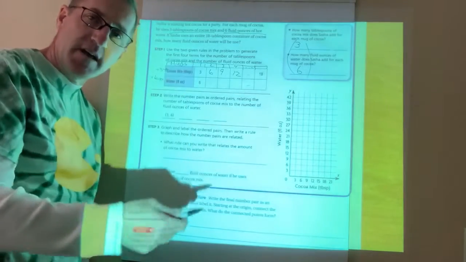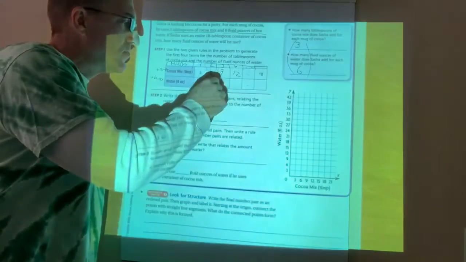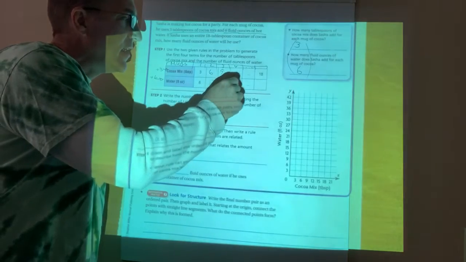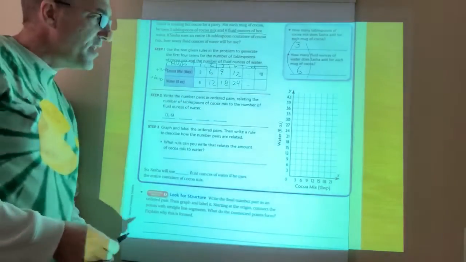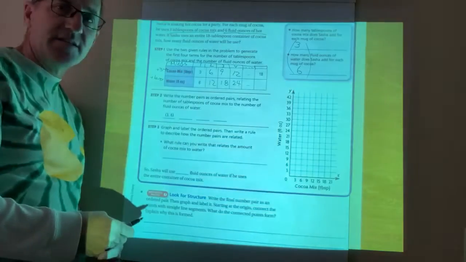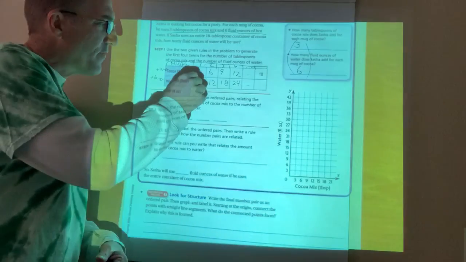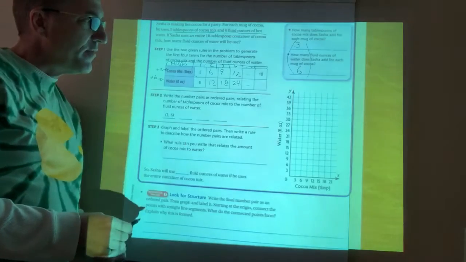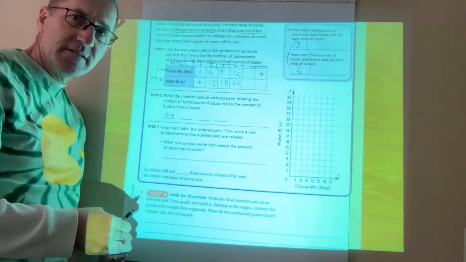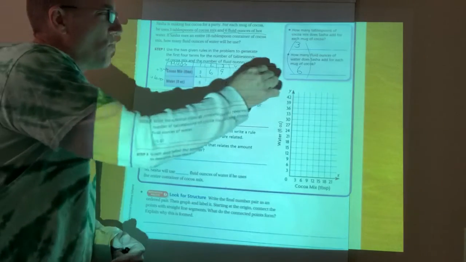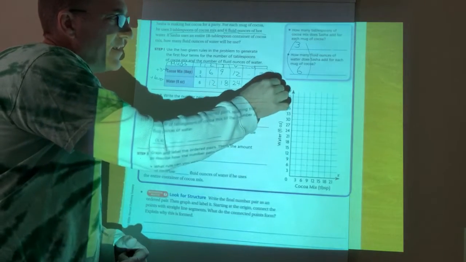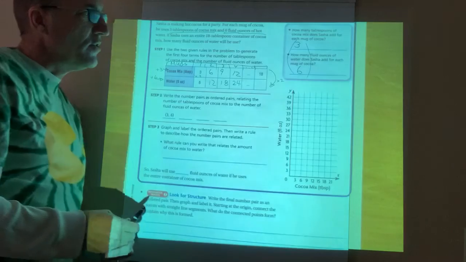6, then what comes next? 12, 18, 24, all right? And what is our relationship between these two? If I wanted to go from 3 to 6, what would I do? 3 times what is 6? 2. So I put a 2 there. So I know that my rule from here to here is times 2.